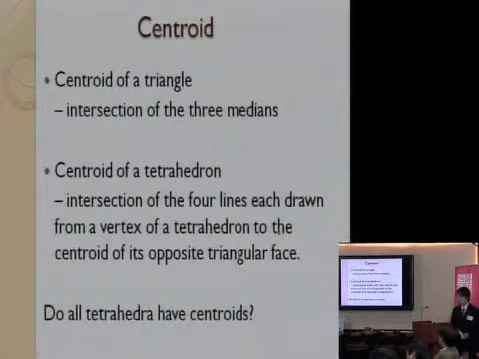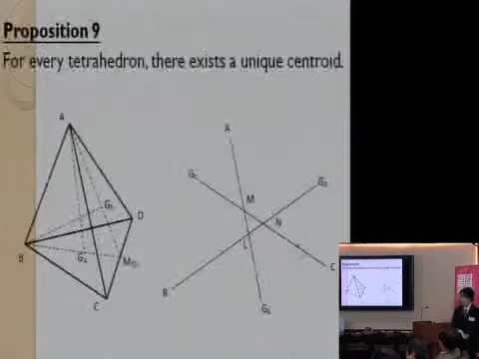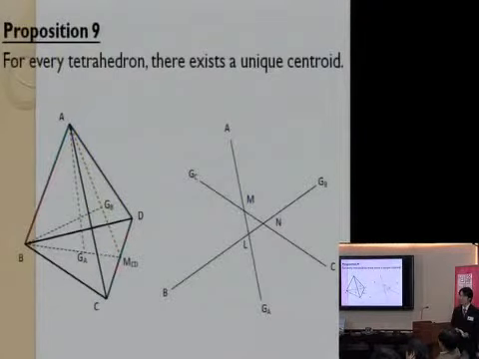Then we come to the centroid. For the centroid, we want to prove that the four lines, each drawn from a vertex of a tetrahedron to the centroid of its opposite triangular face, will intersect at one point. And the proof is as follows. We divide it into two parts.